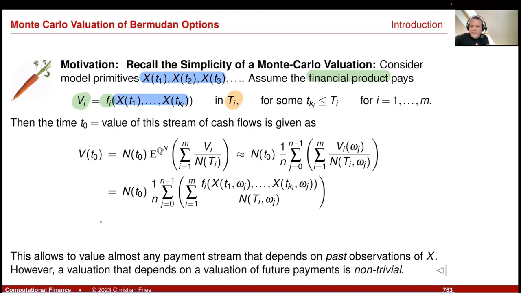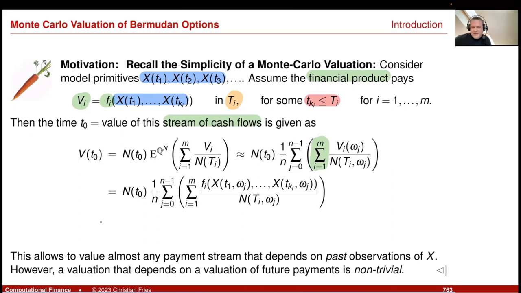And the quantities you observe, of course, have to be before T_i. You can only pay quantities that you know. You cannot pay something unknown. I cannot pay you today the value of tomorrow's stock because I don't know it. So clearly, you have the assumption that all these observable quantities, the fixing times, lie before T_i, before the payment time. And then you can define in your financial product such a stream of cash flows. And of course, the value of the stream of cash flows is just the sum of all these values. So you just sum up these cash flows.